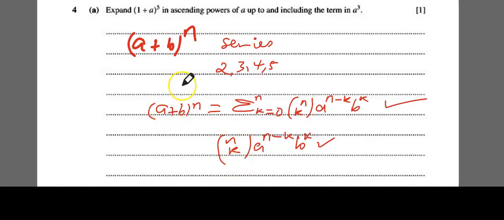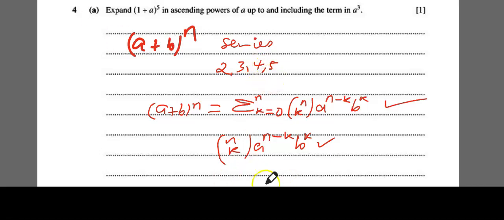So in this question, what we have is expand (1 + x) to the power 5 in ascending powers. If we are expanding this in ascending powers of x up to and including the term in x cubed, what are we going to do then? Let's go back to the original formula that we have and write down what we are given.